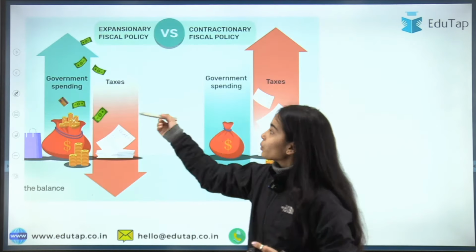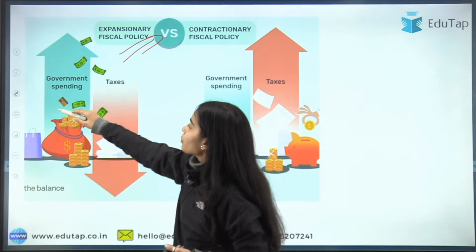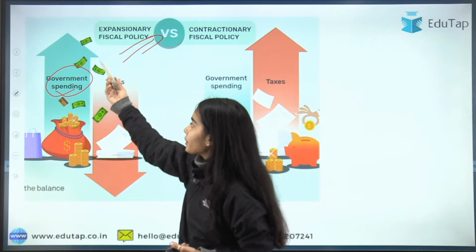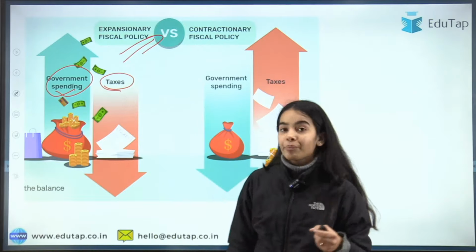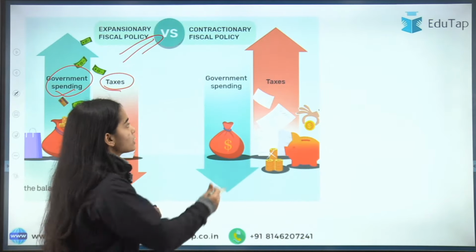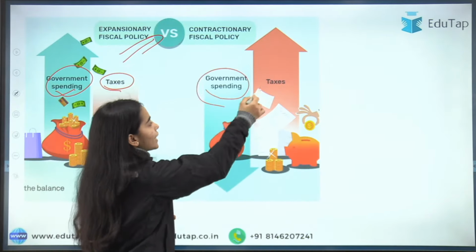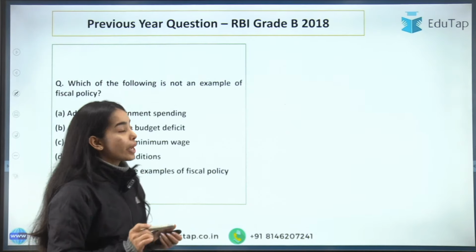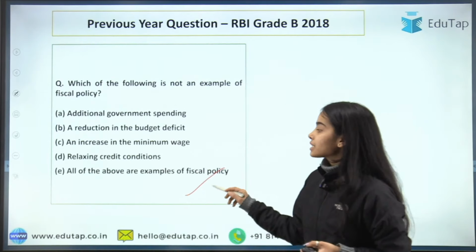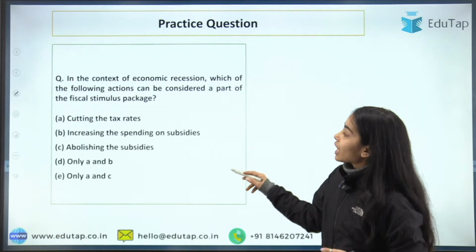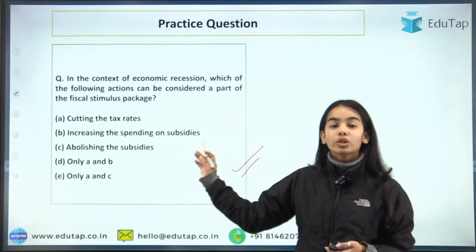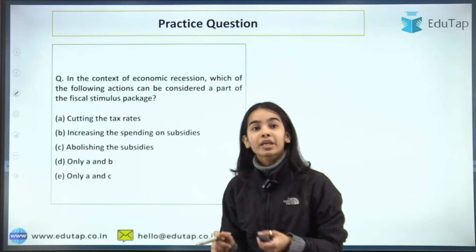So now I hope you can easily understand the expansionary fiscal policy: the government spending is increased and the taxes are reduced. In the case of the contractionary fiscal policy, the government spending is reduced and the taxes are increased. So now I hope you can easily answer this question, and there is another practice question. Both are homework questions for you.